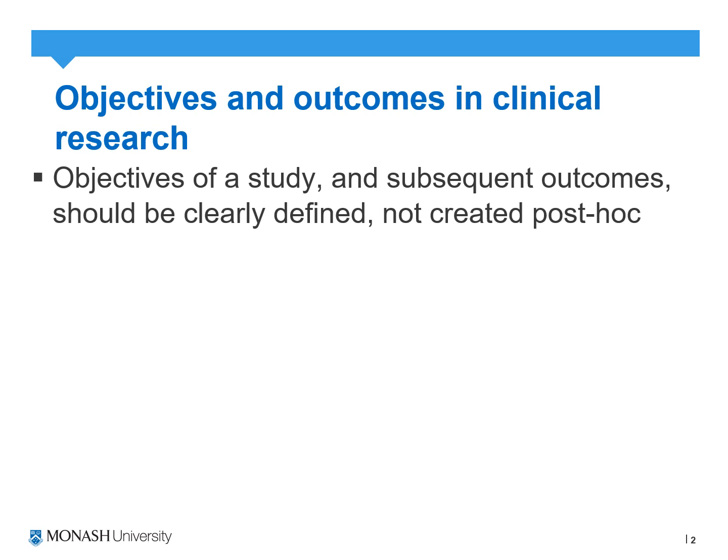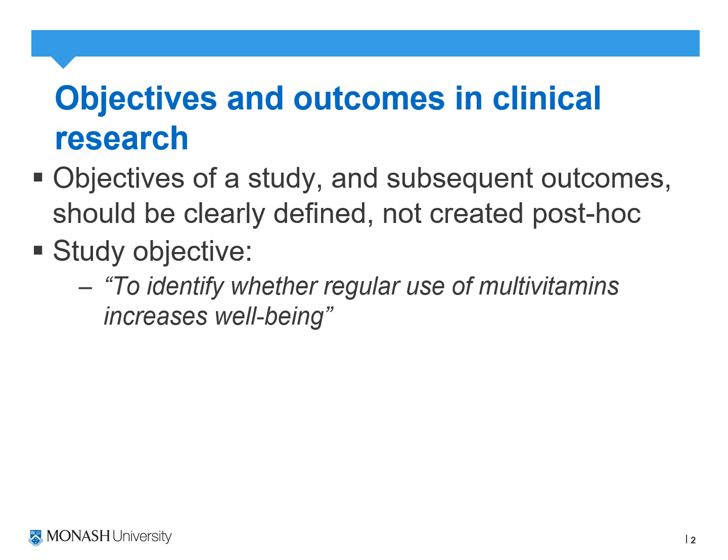In conducting any type of research, whether it be evaluation or otherwise, we want to have clear objectives for our project. We want to create them what we call a priori, that is prior to conducting the project rather than post hoc once we actually know what the results are. So for each project, we want to have a study objective. Here we've got one: to identify whether regular use of multivitamins increases well-being.